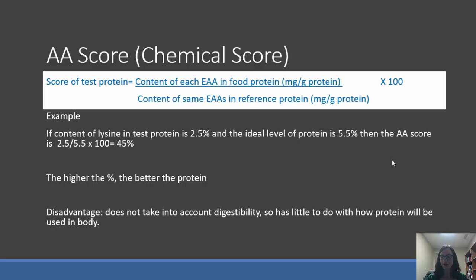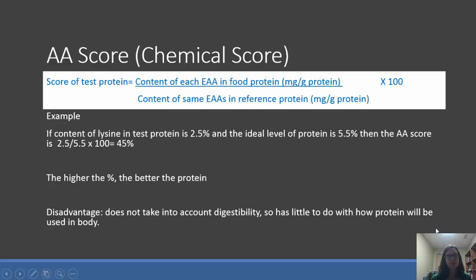Okay, and this is the actual equation by which we calculate chemical score. So the content of each of the essential amino acids in the food protein is compared to the content of these same essential amino acids in a reference protein, and then we multiply it by 100 to get a percentage. So here's an example. If the content of lysine in a test protein is 2.5%, and the ideal level in the reference protein is 5.5%, then the amino acid score is 2.5 divided by 5.5, or 45%.